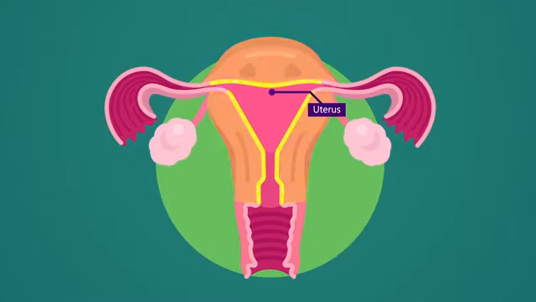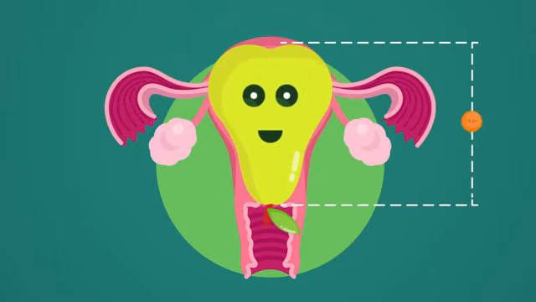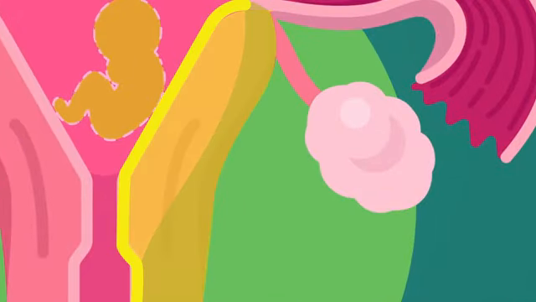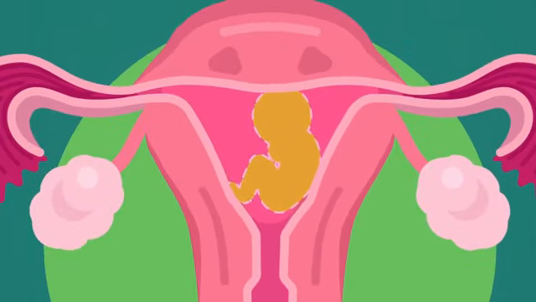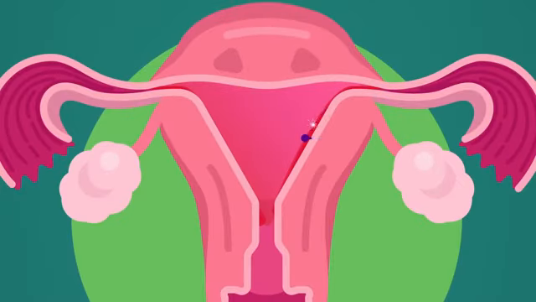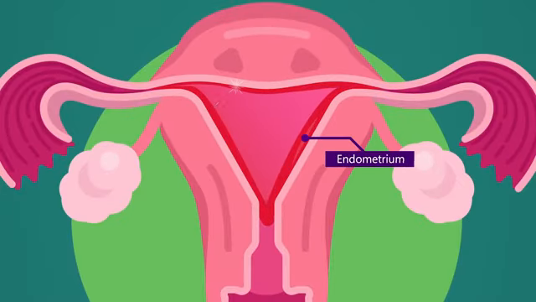The uterus is another name for the womb. It is where the baby or fetus develops during pregnancy. It is pear-shaped, about 7.5 centimeters long. The uterus has thick muscular walls, which makes it easier to stretch as the baby grows. Its inner lining, the endometrium, is soft and smooth.